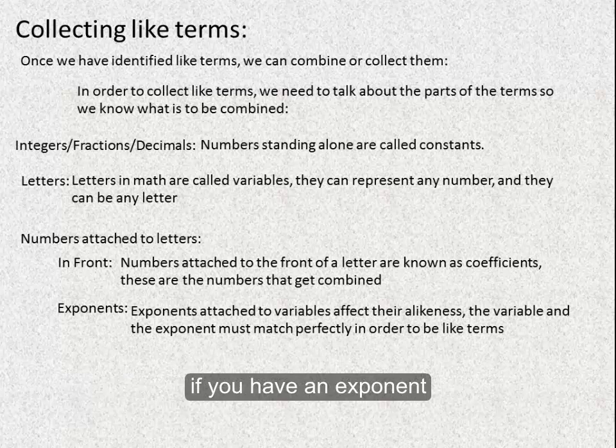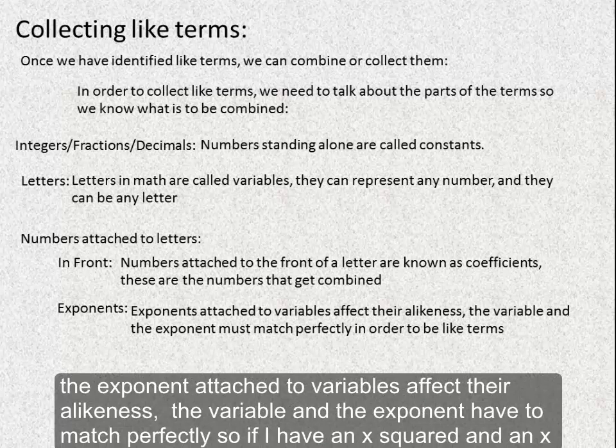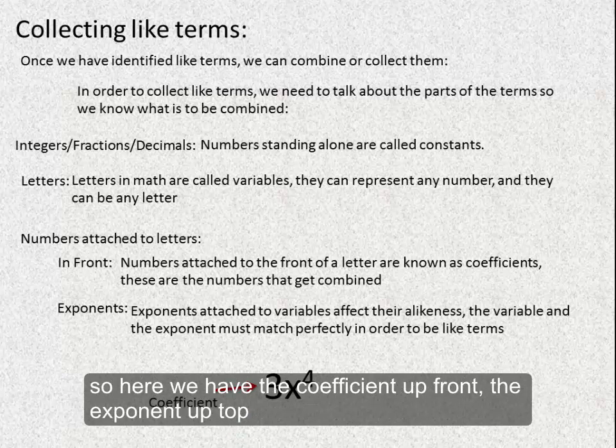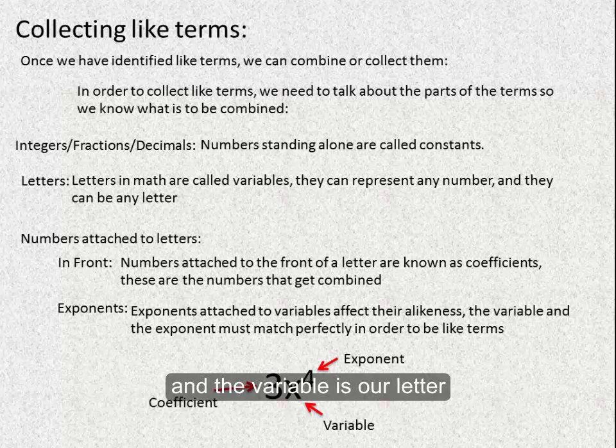If you have an exponent, the exponents attached to variables affect their alikeness. The variable and the exponent have to match perfectly. So if I have an x squared and an x to the third, these are not like terms. Only the x squared would be like another x squared. So here we have the coefficient in front, the exponent up top, and the variable is our letter.